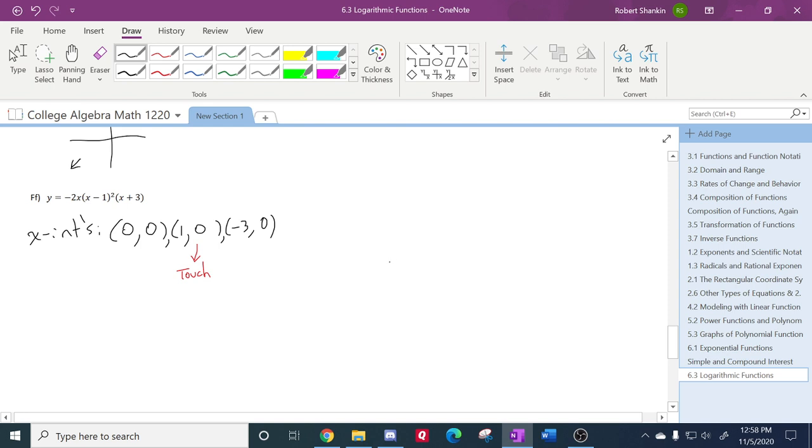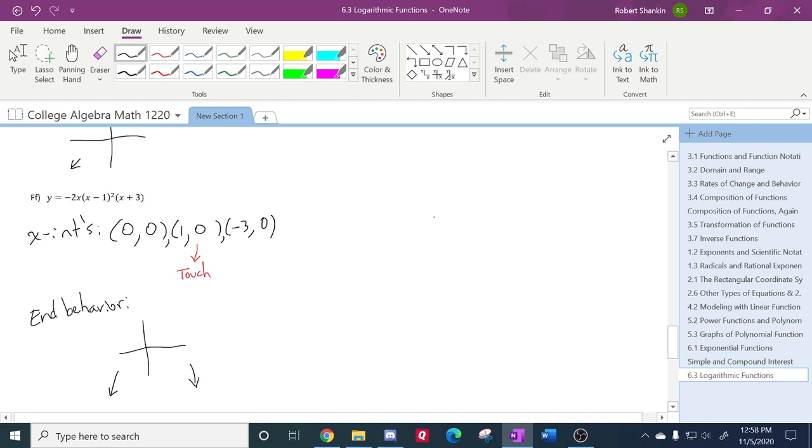So, the end behavior. Imagine foiling all this out. There'd be 1, 2, 3, 4 x's. So that's x to the 4th. It's only the leading term and leading coefficient that determine the end behavior. X to the 4th means both up or both down. Since it's negative, it's both down.